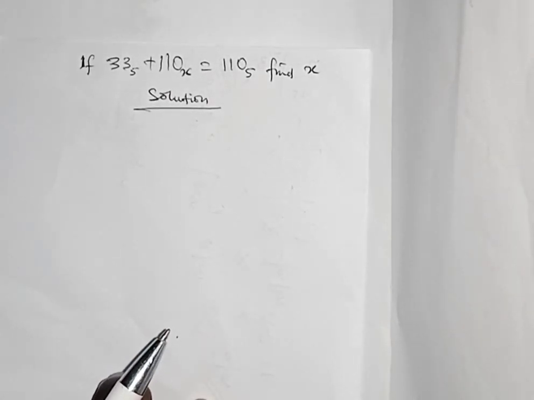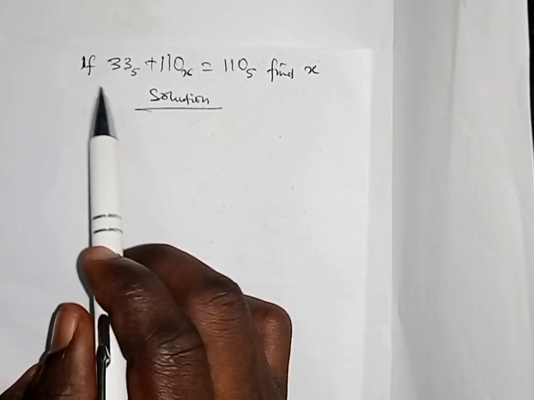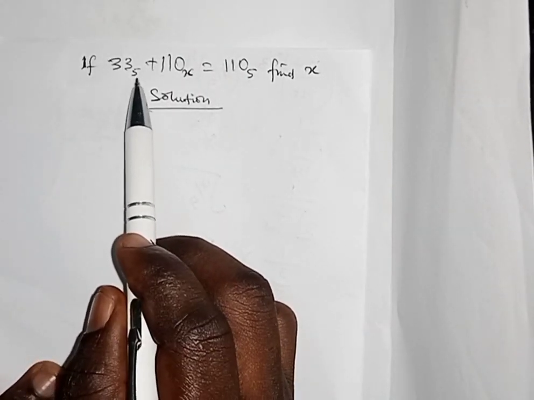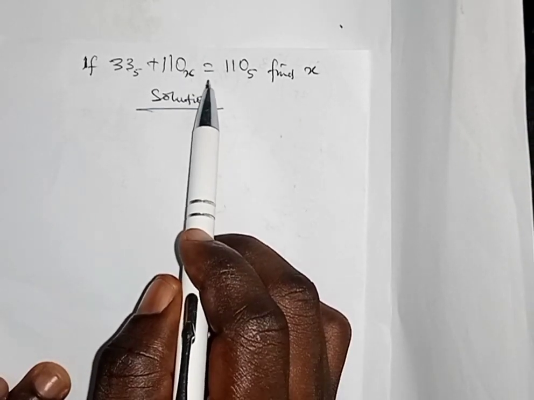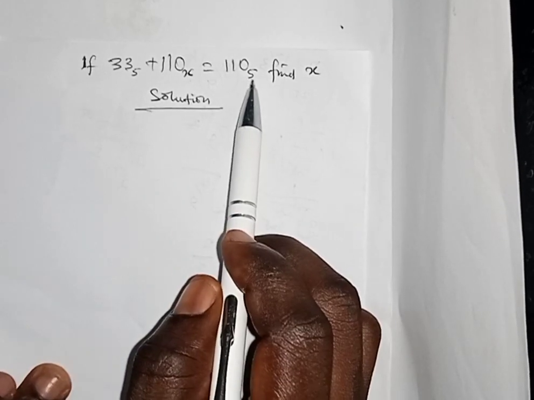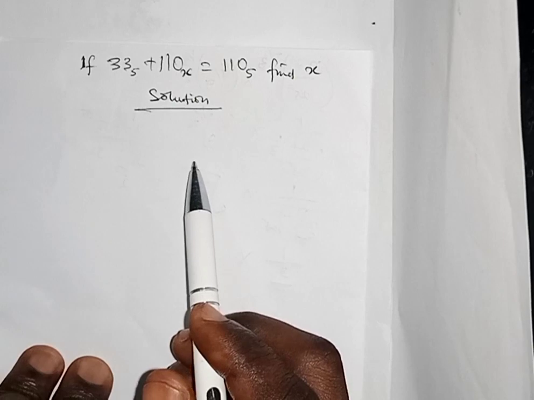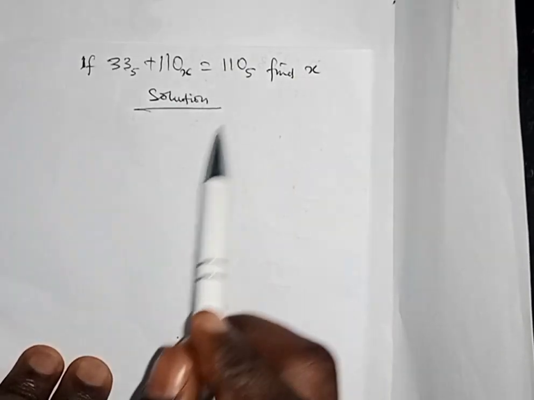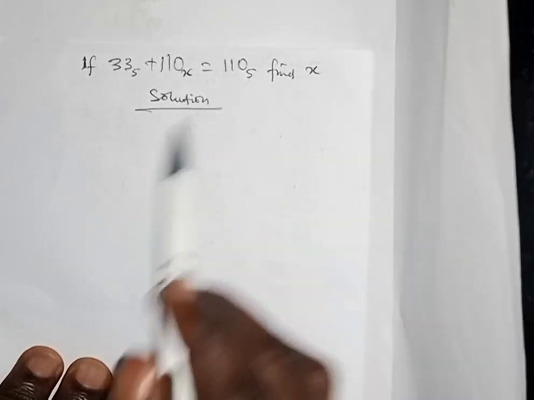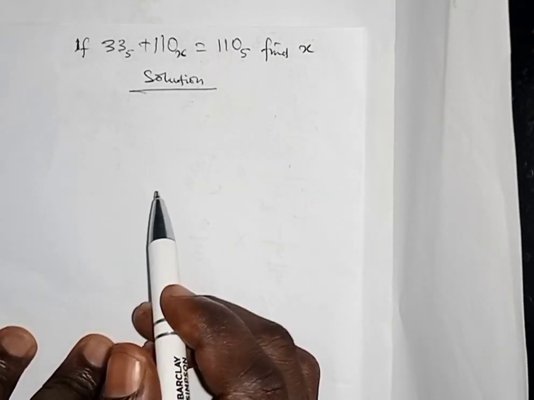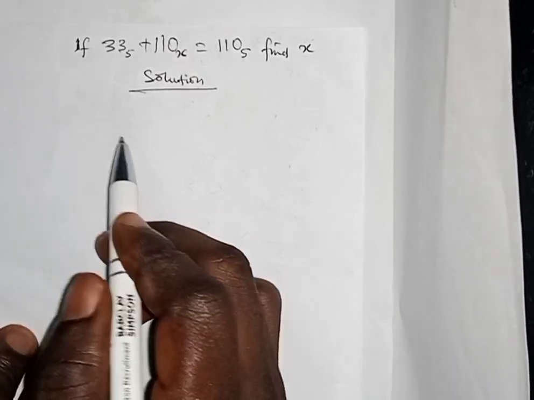In this video we're going to be solving this problem, and the question says: if 33 base 5 plus 110 base x is equal to 110 base 5, we should find the value of x. So we're solving for x, that is, we want to find the value of x that actually makes this equation hold. It is a number base problem, and I'm going to show you in this video how you can solve that.